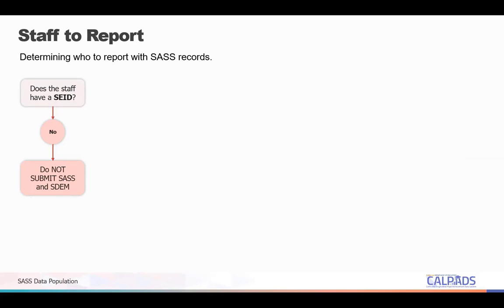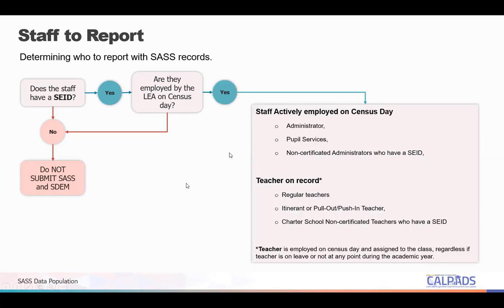reject your record. Now, if the staff member has a SEID, the next question is, are they employed by the LEA on census day? If no, then do not submit a SASS nor an SDEM record. If it's a yes, you may submit the records for staff who are actively employed on census day.